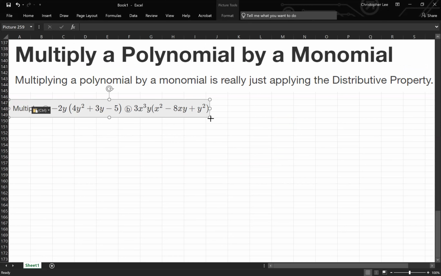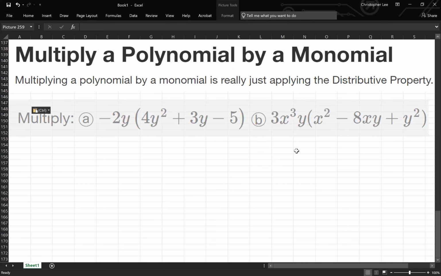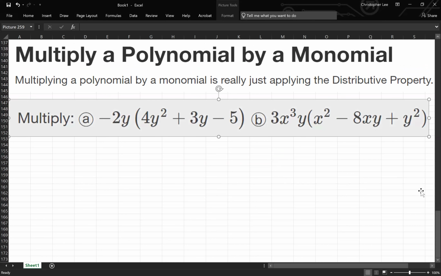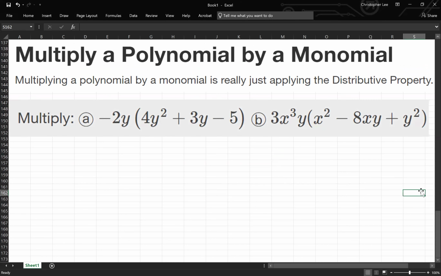So here we go. I have negative 2y times 4y squared plus 3y minus 5. And I have 3x cubed y times x squared minus 8xy plus y squared. So here's what we're going to do. We're going to distribute this to every single term. Just keep it simple: numbers with numbers, variables with variables.